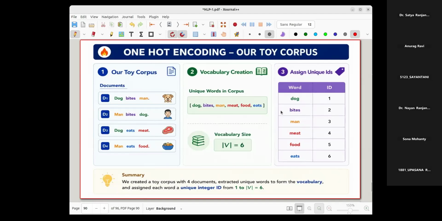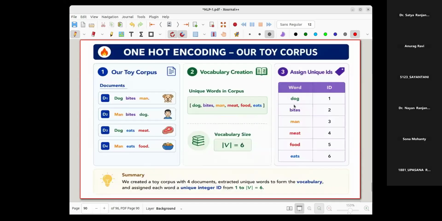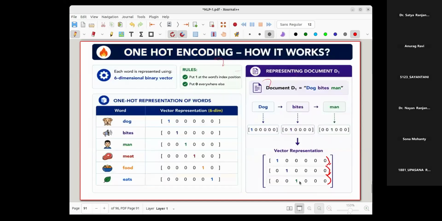So let's say you want to create a list like that. Bites will have 1, dog will be in position 2. So for bites it will be 1, all 0. For dog it will be 0, 1, all 0. Did you understand? Yes sir. Ordering is not important. You can put according to you, but whatever order or ID you have fixed in this step, accordingly you have to put the numbers. Okay. Is it okay? Yes sir.